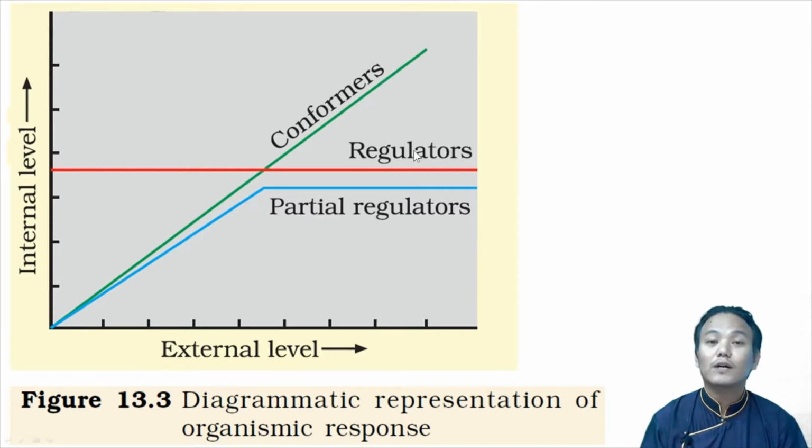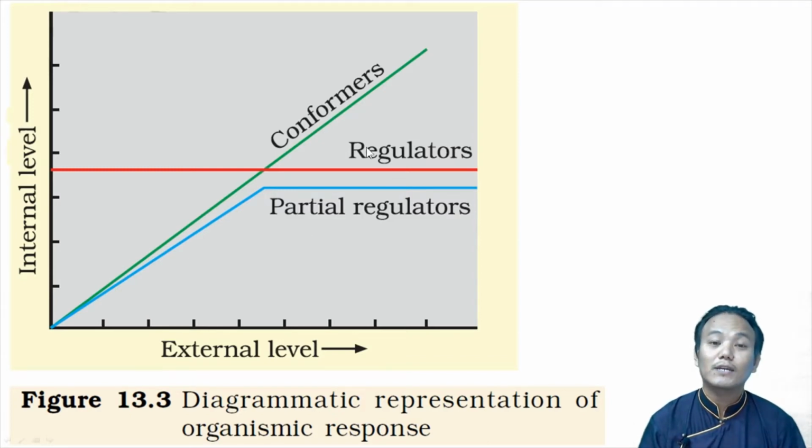Regulators are those organisms who can regulate their internal condition. Therefore they can maintain their internal condition at a constant level regardless of the changes in the external conditions. So they are called regulators. And partial regulators are those organisms who conform with the external environment up to a particular level, and after that they become regulators. So these are the three different ways in which organisms can respond to changes in external conditions, and based upon that they are categorized into these three groups: conformers, regulators, and partial regulators.